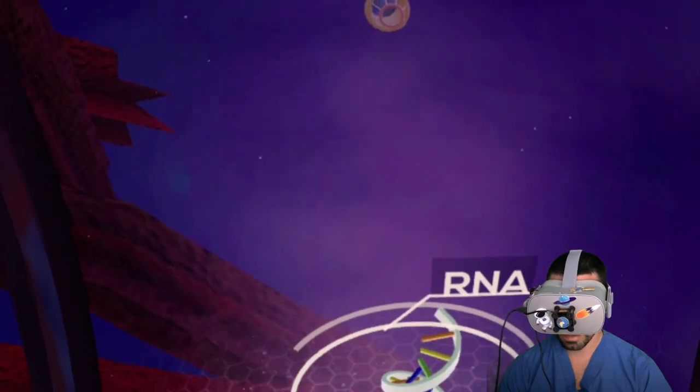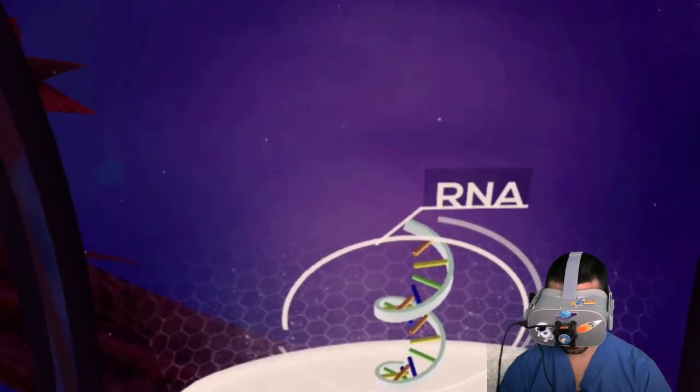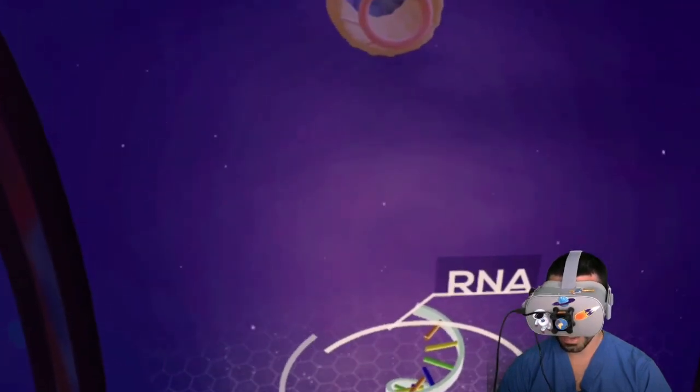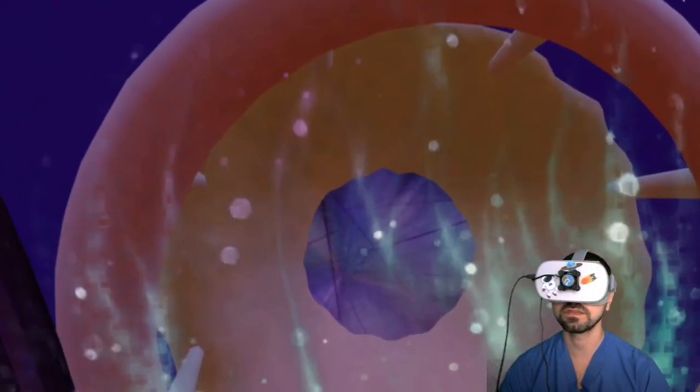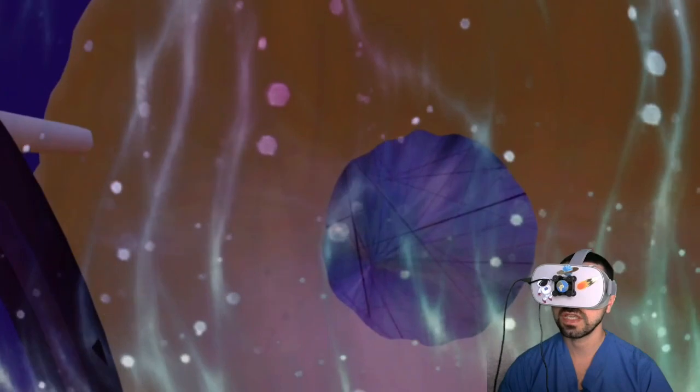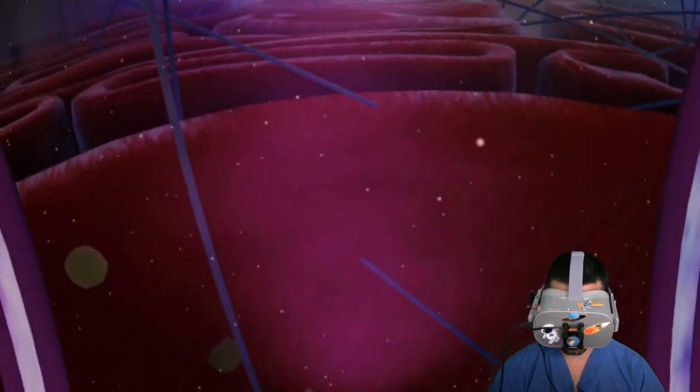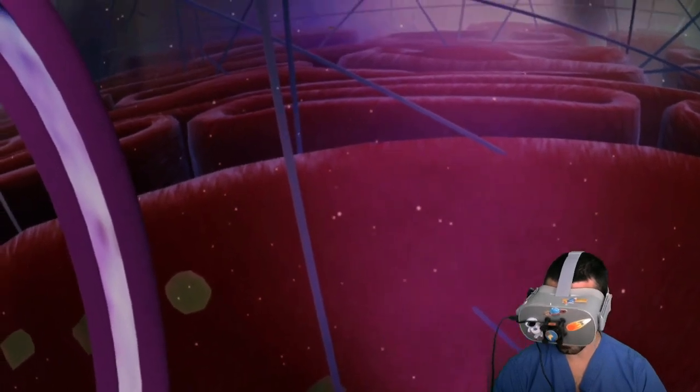This looks like a DNA, but it's not. It's a single strand. It's called RNA. It's responsible for protein synthesis. Now we're going out of the nucleus again. That was pretty quick inside the nucleus. I think now we're going to the other side of the nucleus, to the cytoplasm.